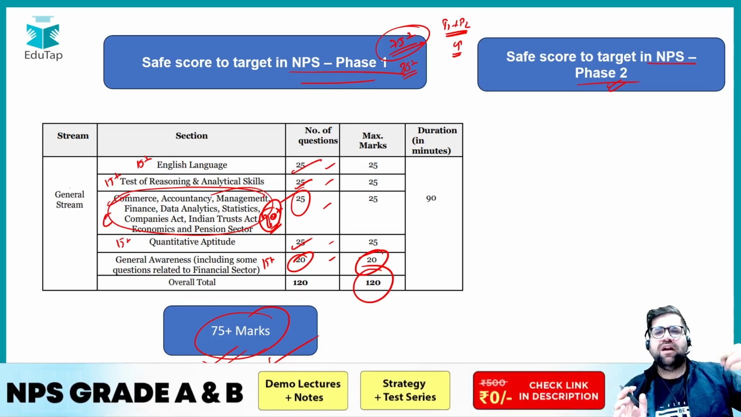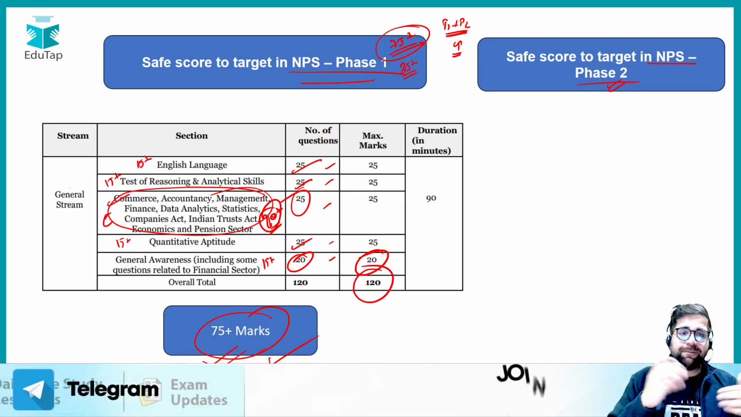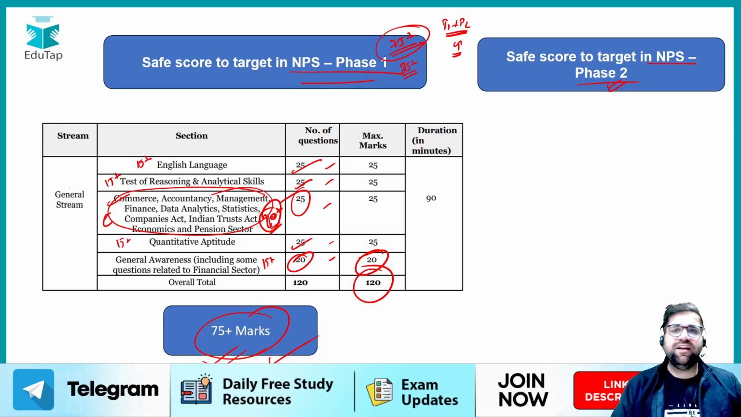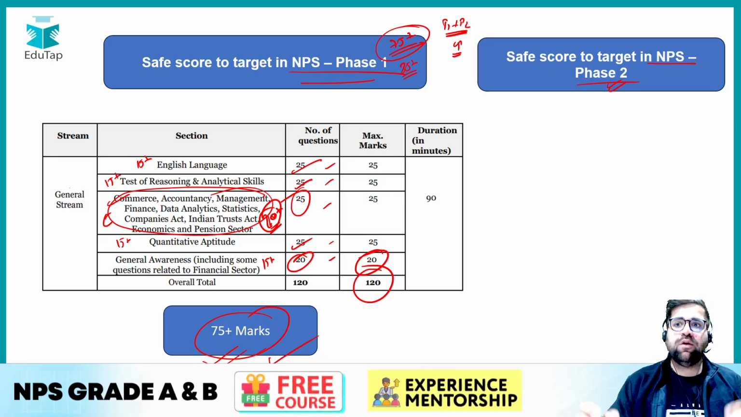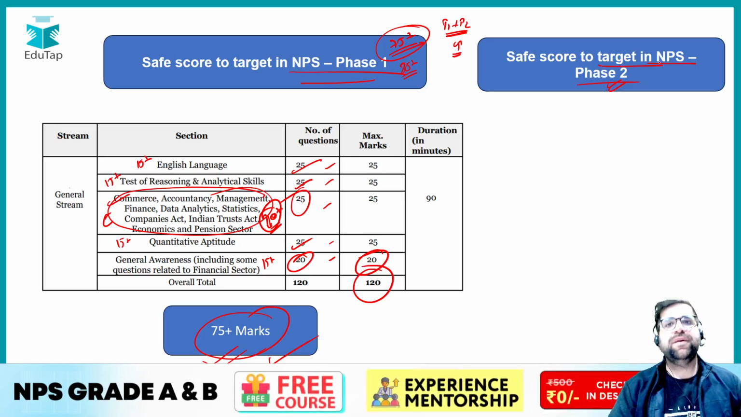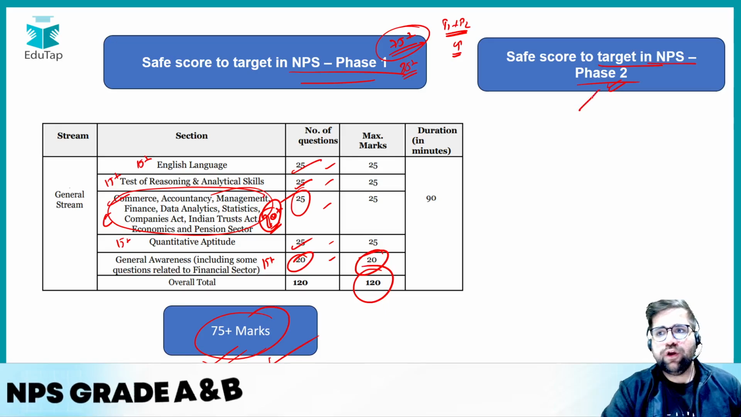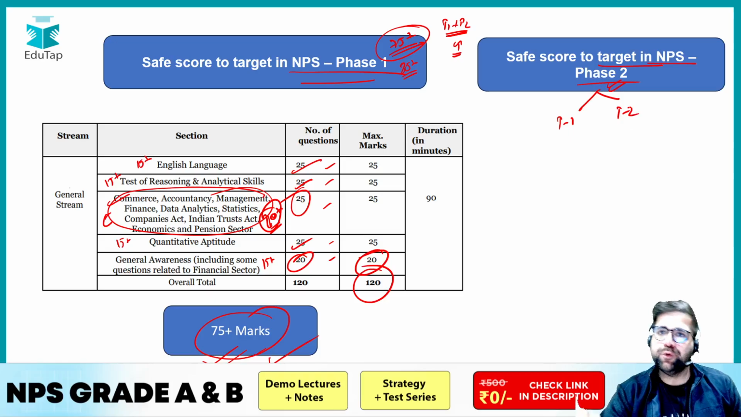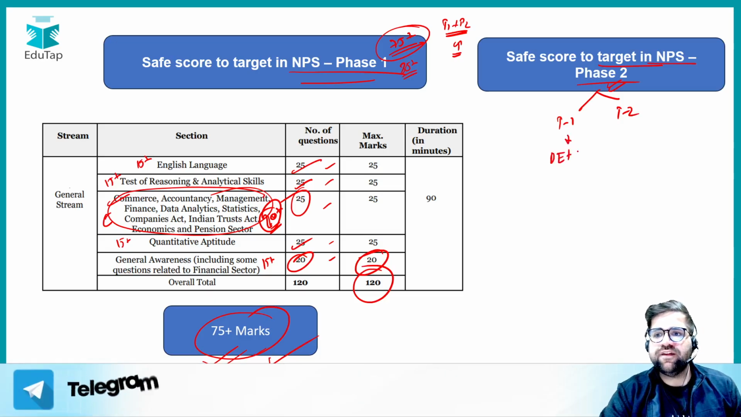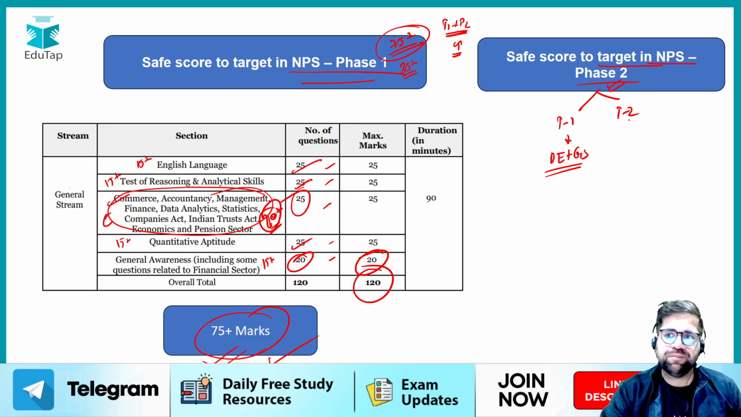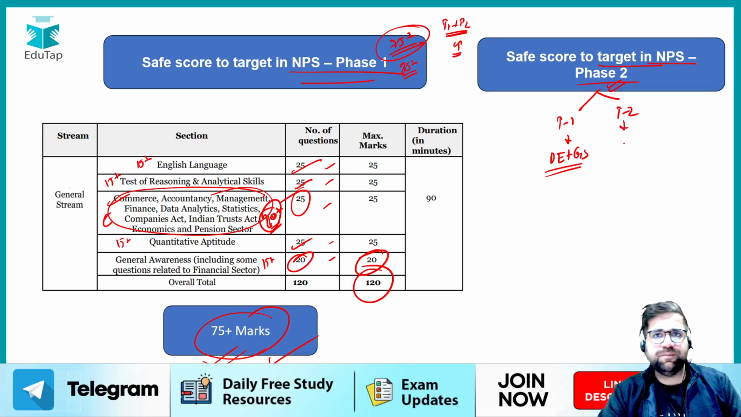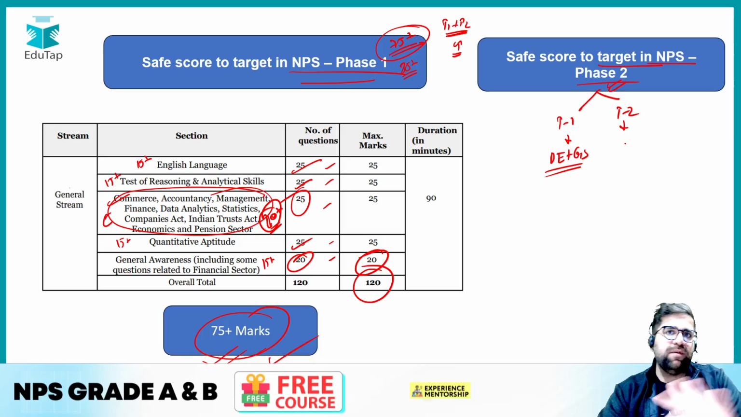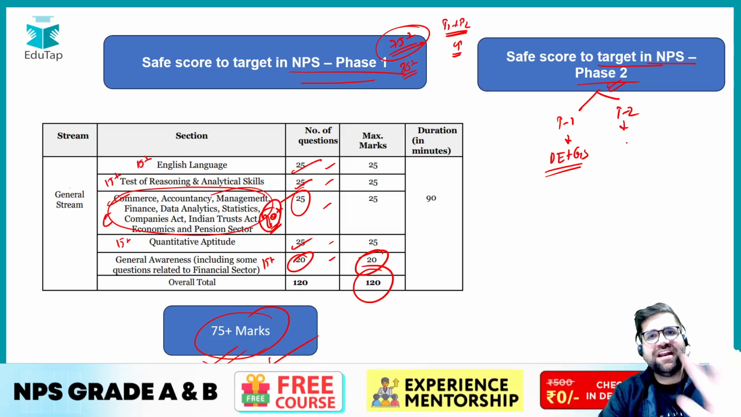Like SEBI and NABARD phase 1 have a very basic QRE. But if the paper level comes tough, then definitely these numbers will decrease. So use your logic, right? Now comes the safe score to target in NPS phase 2. Now, we already know that in phase 2 you have 2 papers, paper 1 and paper 2. Paper 1 is your descriptive English plus general studies, and paper 2 has all these multiple components, like commerce and accountancy, management, finance, and all those things.